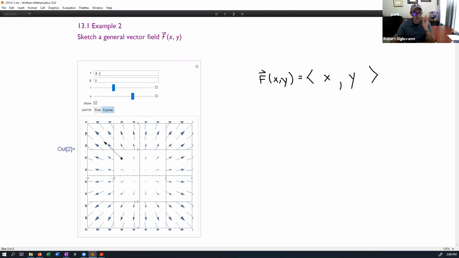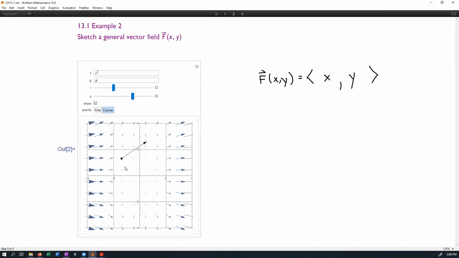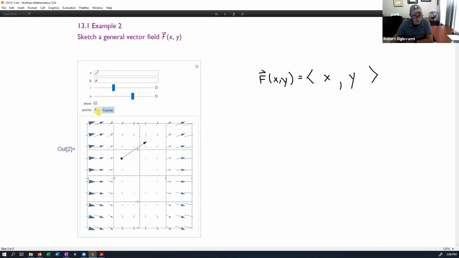What would happen if we change it? I'm not trying to make your life harder, Daniel, but what if we did x squared y? I'm sure we get some type of curvature. Yeah, so now this looks a little different, doesn't it? It's hard to see this. It's not as uniform as the previous field, is it? How about if we do x squared plus y? Changes it a little bit.